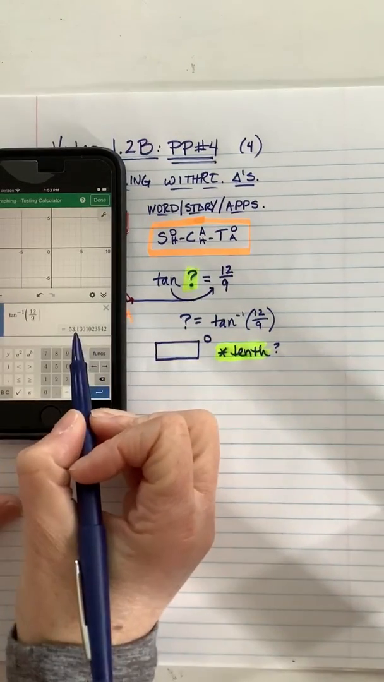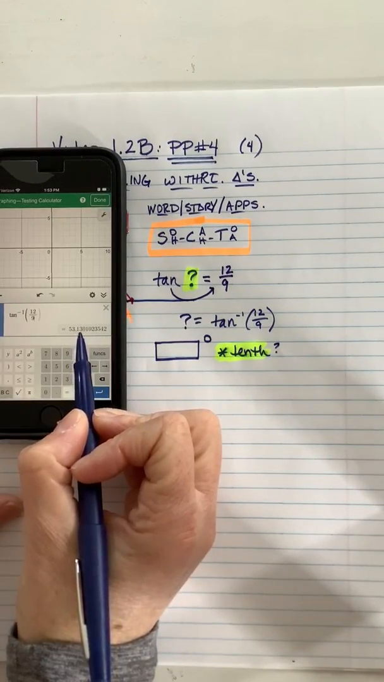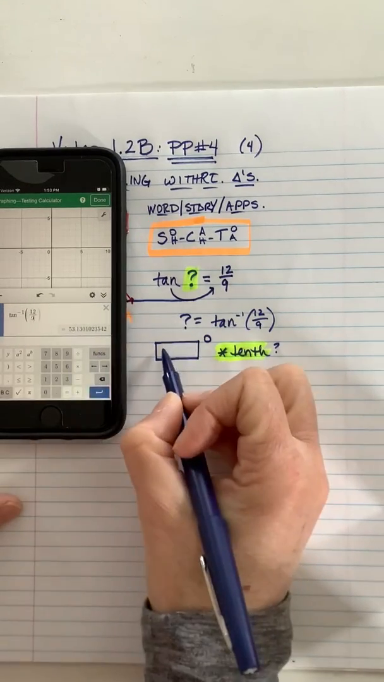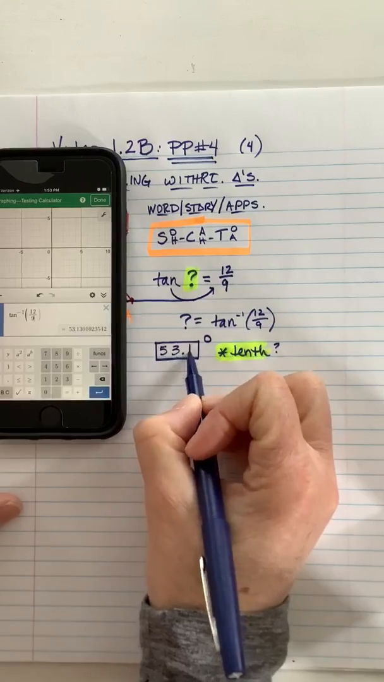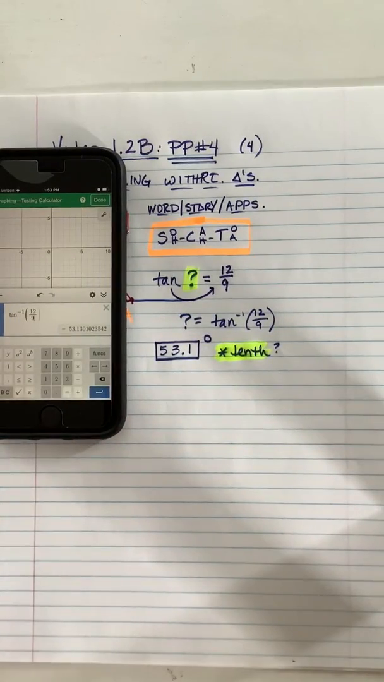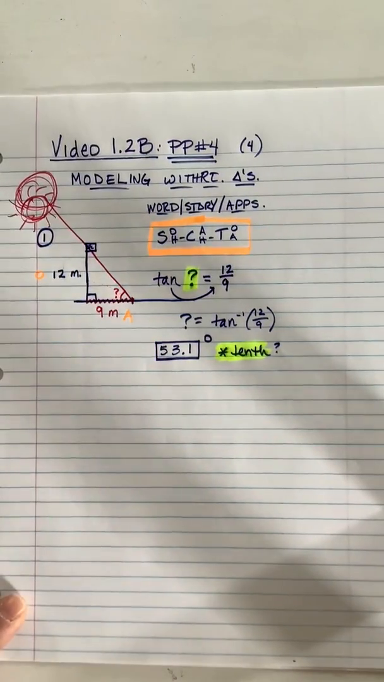So I've got to go out only one decimal place, which means I'm looking at that hundredths, which is a 3. So I'm going to keep that at 53.1 degrees. And that's what I would answer if I were doing that practice problem. So the angle of elevation is going to be 53.1 degrees with the ground in order to make that shadow.